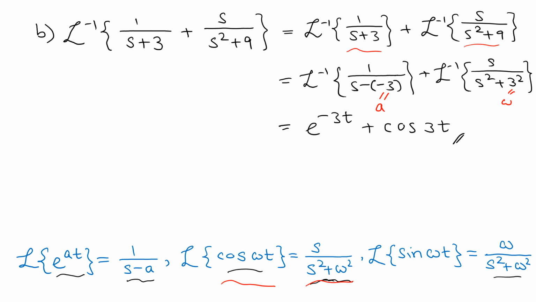So you can see how we go. We can split them into two first, and then we match with the table, and we try to figure out what is the a value and what is the omega value, and then we just plug that into the formulas.